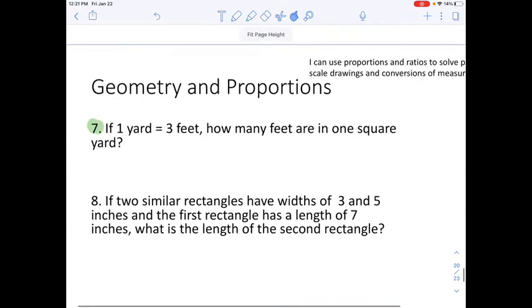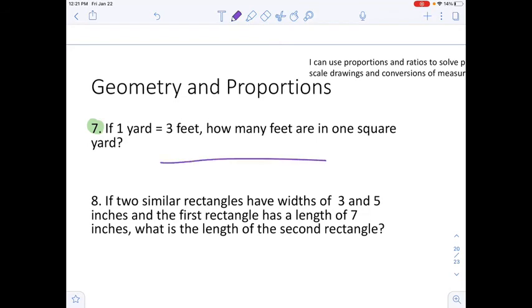This one says if 1 yard is 3 feet, how many feet are in 1 square yard? So if we set up a table and we do yards and feet, so we know 1 yard is 3 feet. We're figuring out 1 yard squared. So how do we get from 1 yard to 1 yard squared? Well, we multiply it by itself, right? 1 yard times 1 yard is 1 yard squared. So we'd have to do the same thing on the bottom. 3 feet times 3 feet would be 9 feet squared.